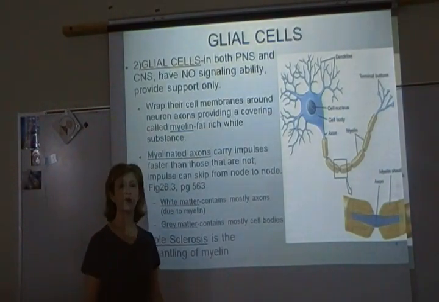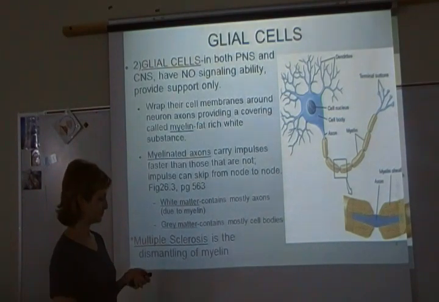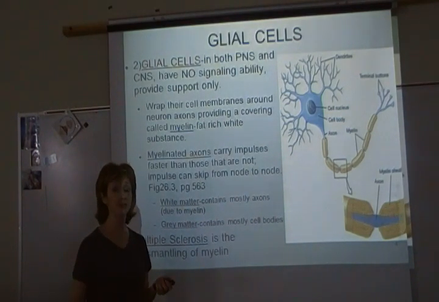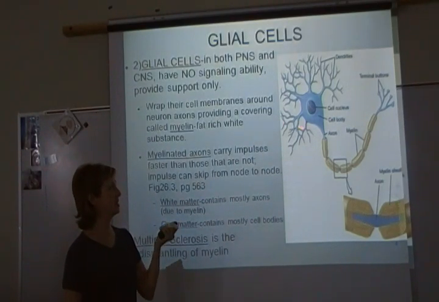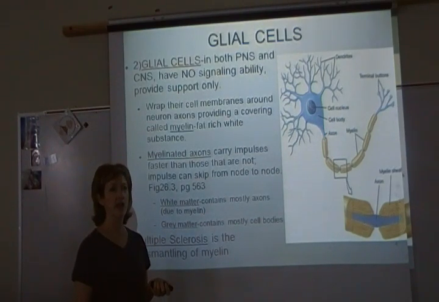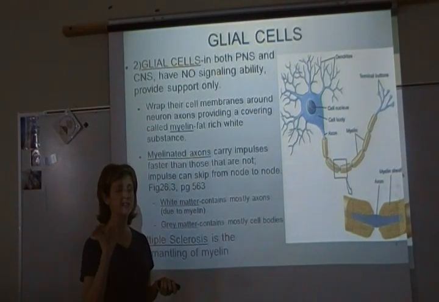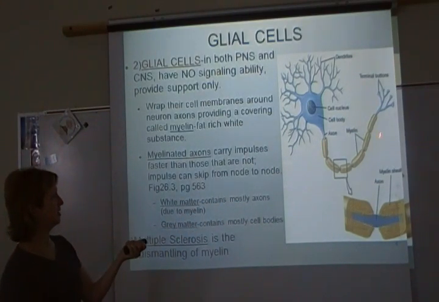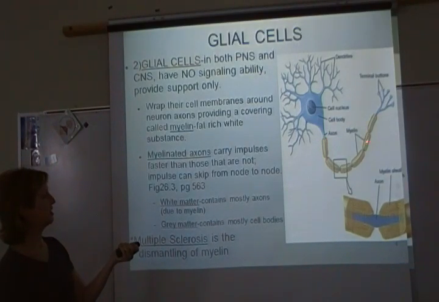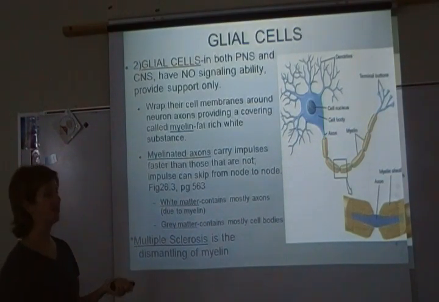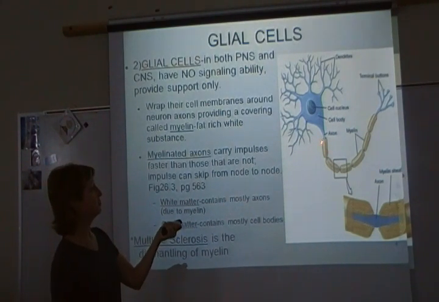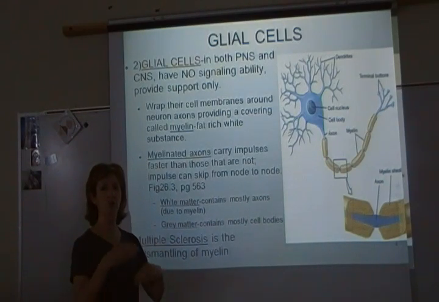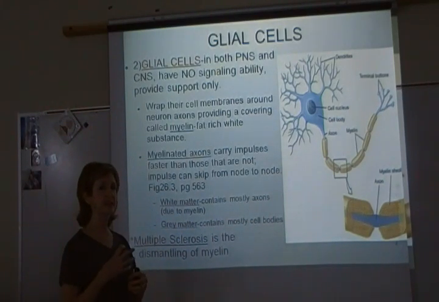Now, the last type of cell I want to talk about is the glial cell. We've already covered the types of neurons, and the neurons are the cells that carry the impulses. Glial cells just provide support and they facilitate signals, but they don't have any signaling ability. If you look here at the diagram, this yellow substance along the axon is cell bodies of the glial cells. They wrap their cell membranes around the axons, and that's kind of an insulating substance.